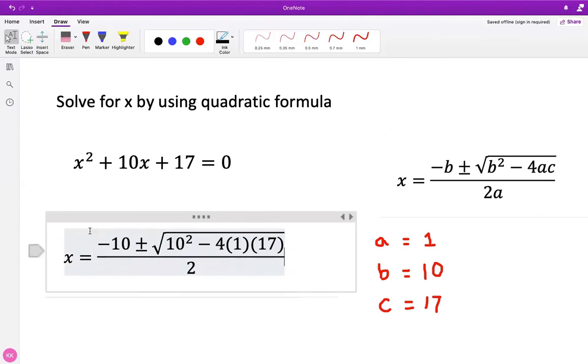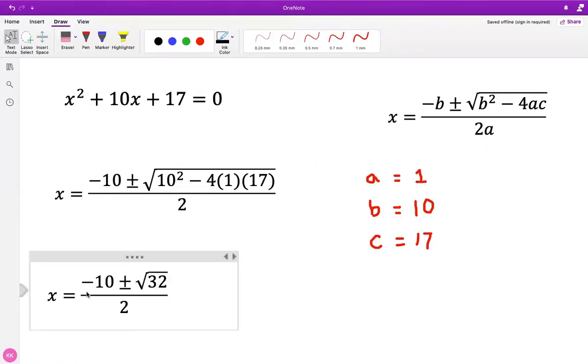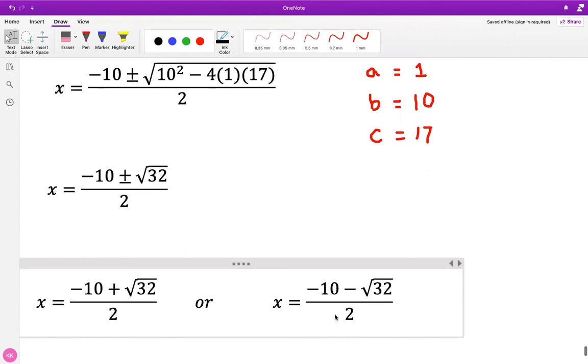Everything is fine, but the square root inside is really complicated. Inside the square root, we have 10 squared minus 4 times 1 times 17. 4 times 17 gives us 68. 100 minus 68 gives us 32. So we have x equals negative 10 plus or minus root 32, divided by 2, and this is my answer for this one. Remember, I can break this up into two components, one with plus and one with minus. So this is my solution here.